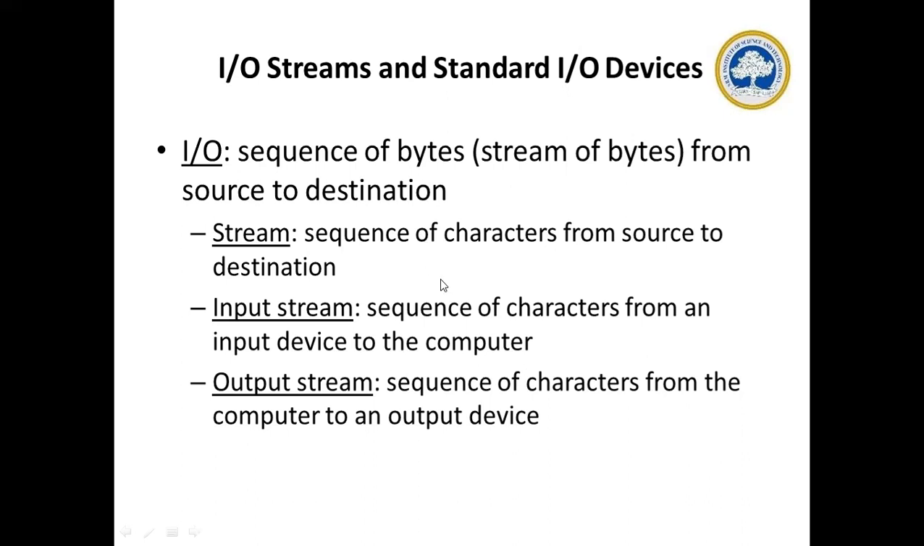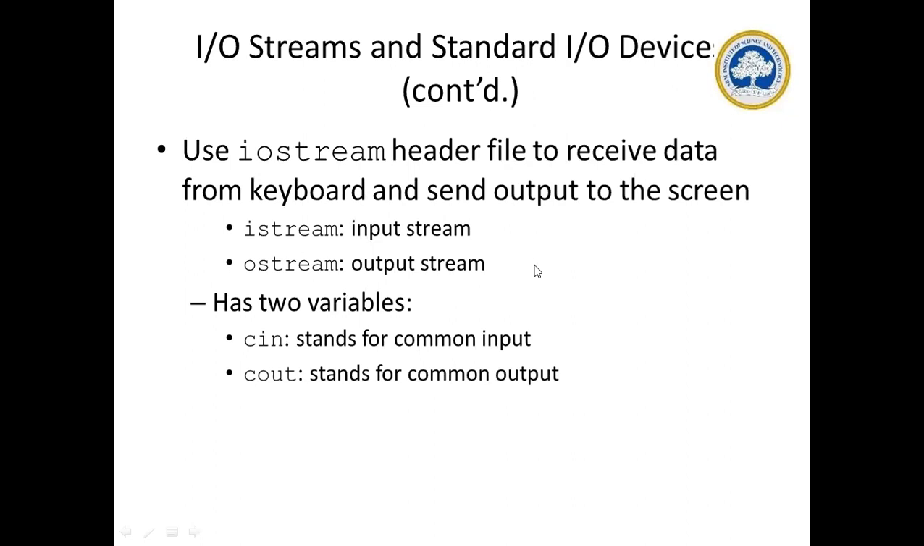The input stream is a sequence of characters from an input device to the computer, and the output stream is a sequence of characters from the computer to an output device. Whenever you use any IO related operation in your program, first you have to include the iostream header. These streams can be categorized into istream and ostream, that is, istream is the input stream and ostream is the output stream.